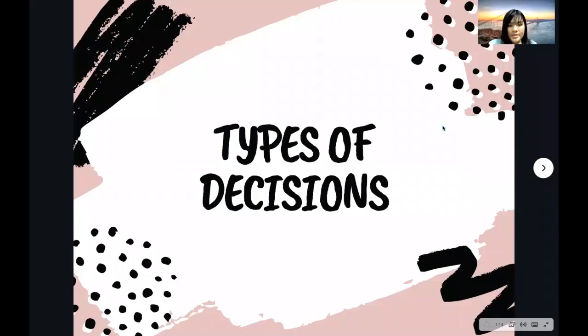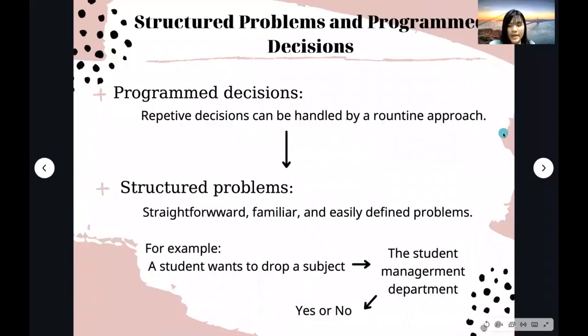Types of decisions. The first one is structured problems and programmed decisions. Programmed decisions are repeated decisions that can be handled by a routine approach. Therefore, managers usually use them to solve structured problems, which are straightforward, familiar, and easily defined.